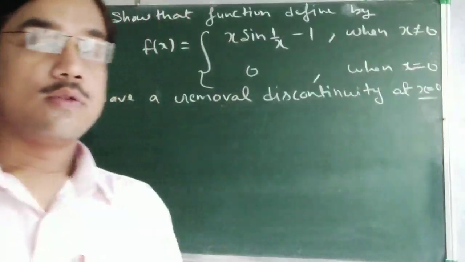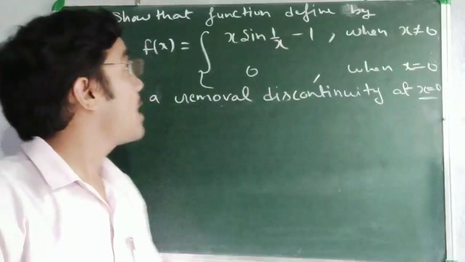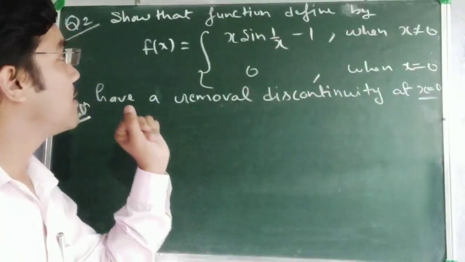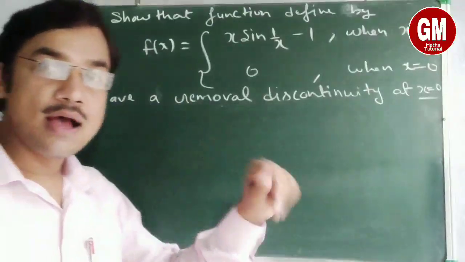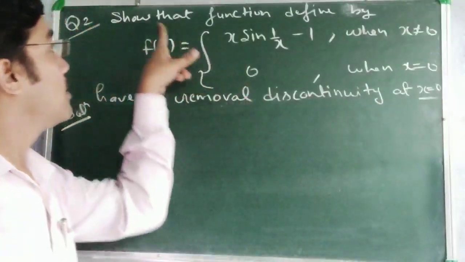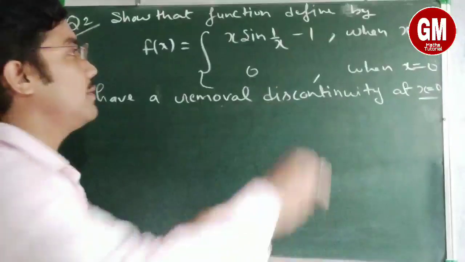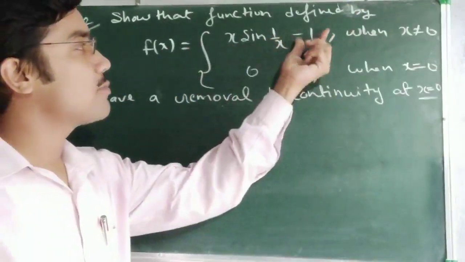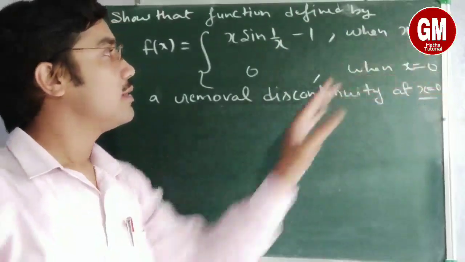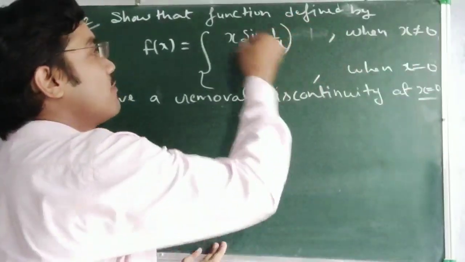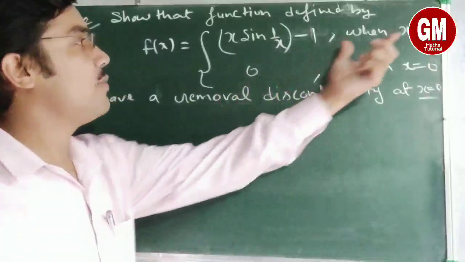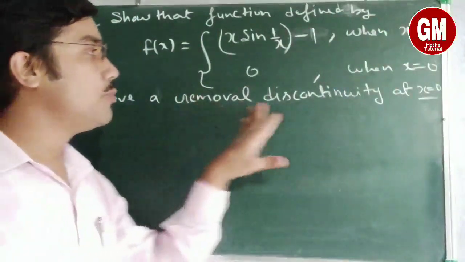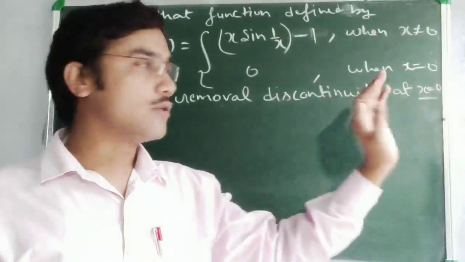Okay. Look at here, students, I am taking a new type of problem, that is type 2 problem. You can say that the continuity will be asked in another way. Show that the function defined by f(x) equal to x sin 1 by x minus 1, when x is not 0, and this is 0 when x is 0, has a removable discontinuity at x equal to 0.